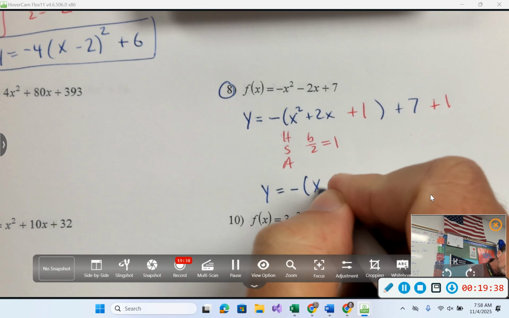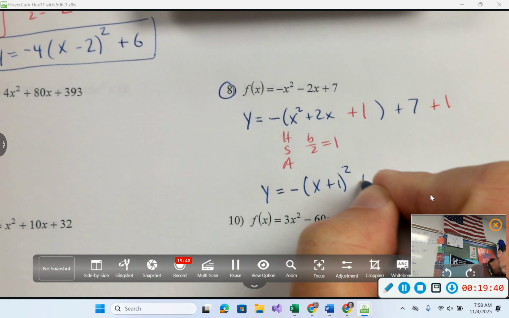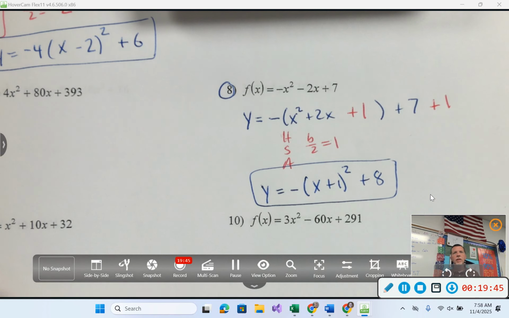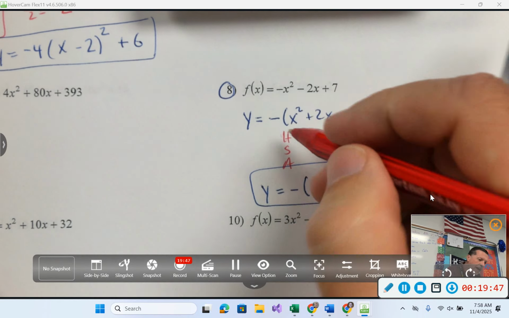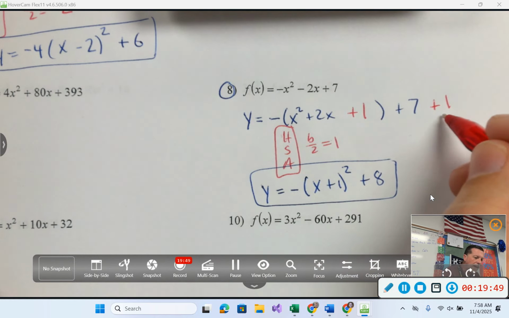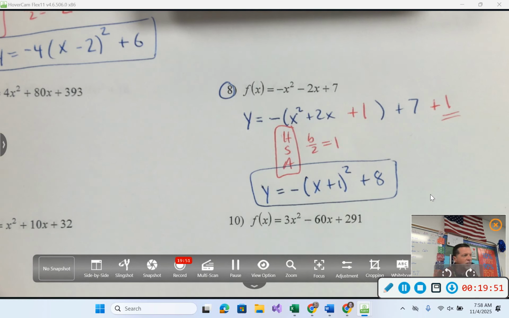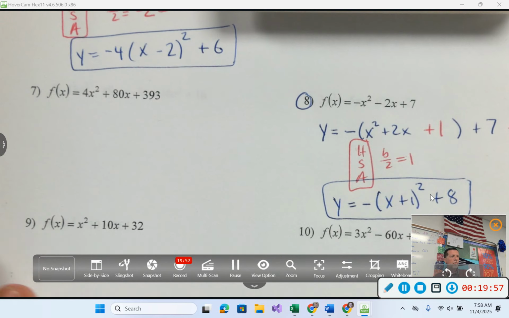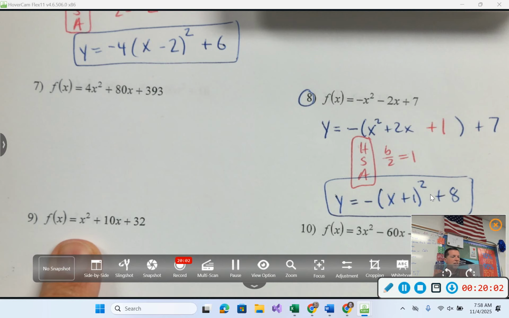So negative x plus 1 squared plus 8. So you're still doing the half it, square it, add it, but that other term out there is really the tricky one to keep things in balance. Makes sense. Ones like number 1 and number 9 are the easier ones because a equals 1. The other ones you've just got to be super careful with.